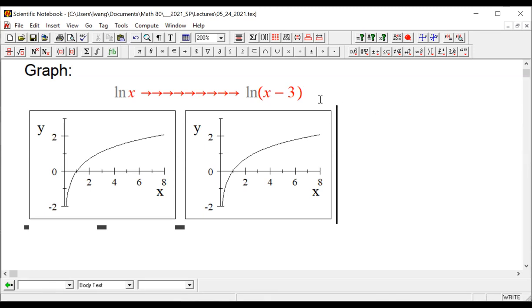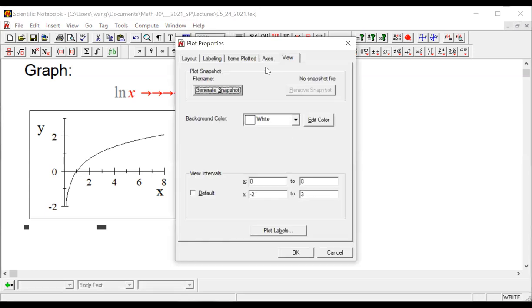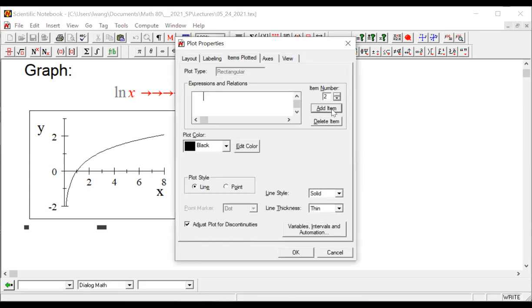Anybody? Is it shifting to the right? Yeah, I think so. It's going to be a shift to the right. Okay, so ln is a horizontal shift, shifting to the right by 3 units.